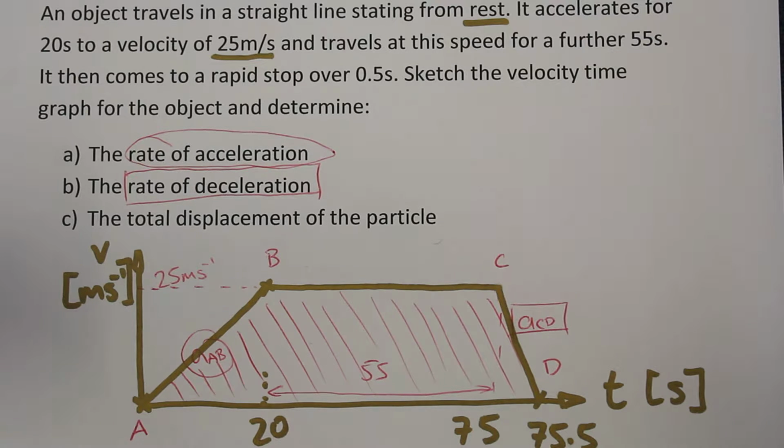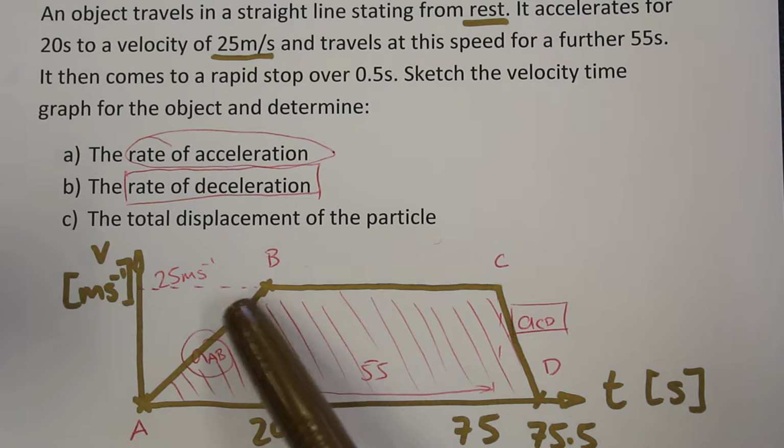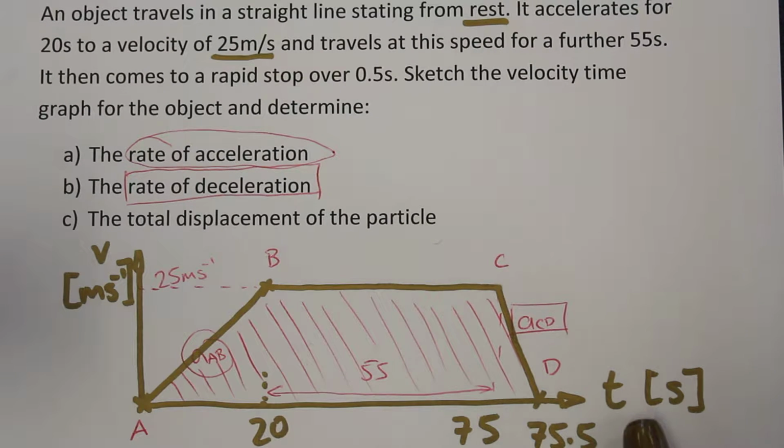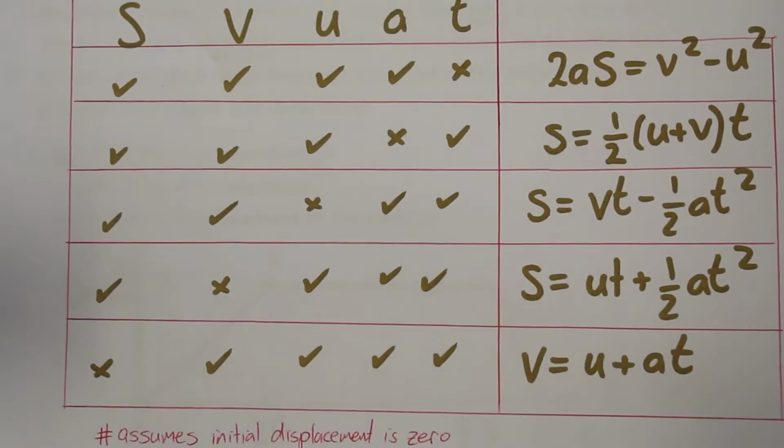Hey guys, so this is the second video explaining this question. Now for this question we see that the rate of acceleration is between point A and point B. Because there is a straight line relationship on the velocity versus time graph, we can use the constant acceleration equations, which we can see here.